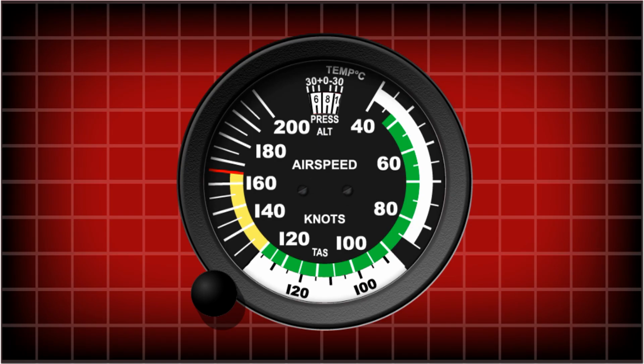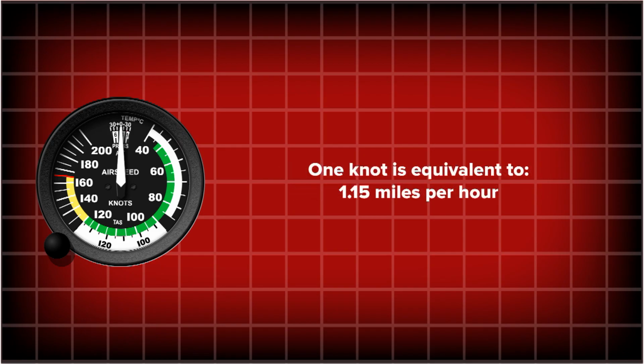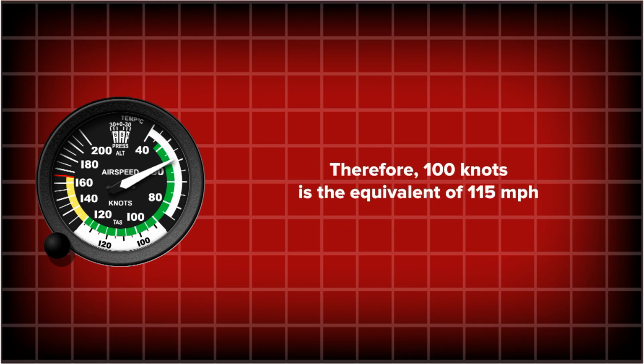Following on from this, we will now discuss the associated speed markings and the various color bands around the circumference of the instrument. The airspeed indicator incorporates a series of speed markers at 5-knot increments and 10-knot increments from 40 knots all the way up to 200 knots. The knot is the standard measurement of speed used within aviation. 1 knot is equivalent to 1.15 miles per hour. Therefore, if the aircraft is traveling at 100 knots, this would mean it would be traveling at the equivalent of 115 miles per hour.